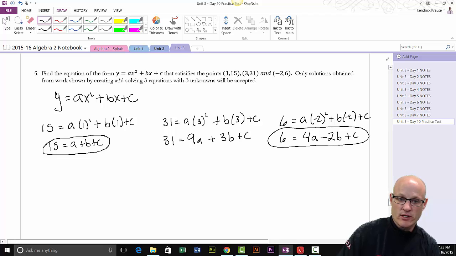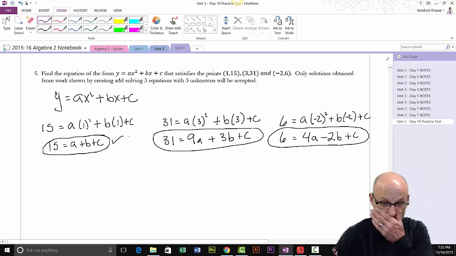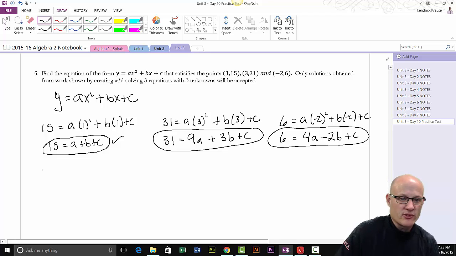Now I can solve any one of these three for c, but this seems to be the least complicated. And I'm going to solve for c because it makes it much easier for me. So 15 minus a minus b is equal to c. All I did was move these two over. So wherever I see a c, I know it's equal to this.